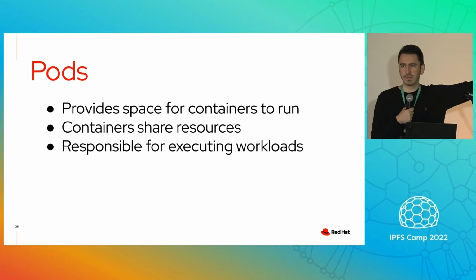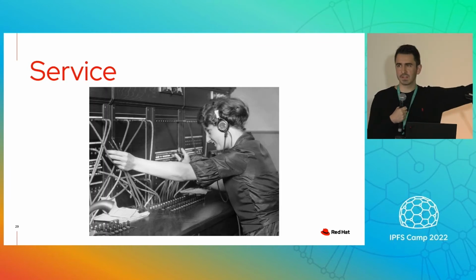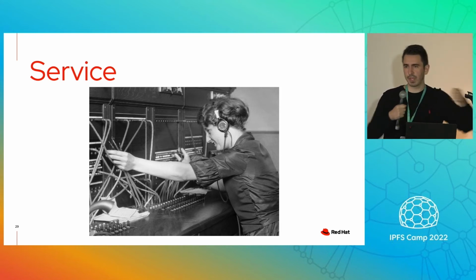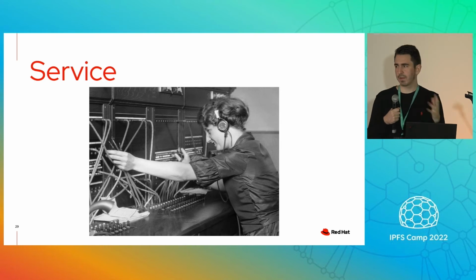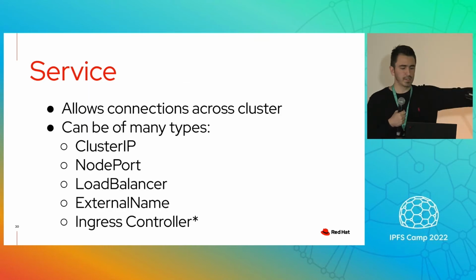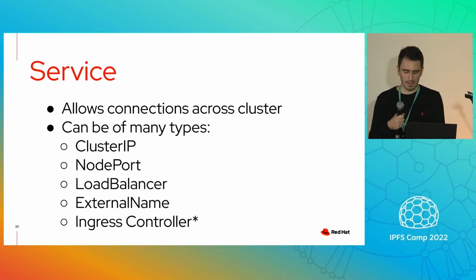And that's going to be where your application runs. Then you have the service. This is like when you have a telephone operator. They connect different services together and provide a way for them to be accessed. So this is your networking layer. There's different types. There's cluster IP, node port, load balancer. We're not going to get into this today, but they exist.